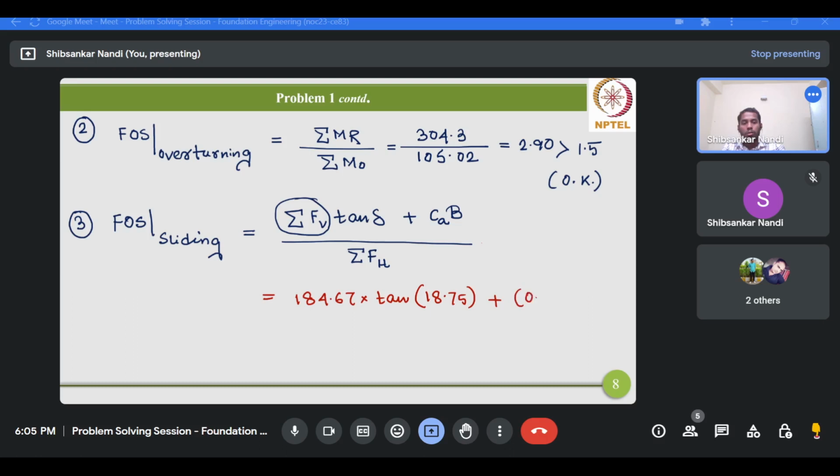So 0.9 multiplied by 15. And what is the B value? So B value is your 3. Okay. One point to be noted here, that we are basically taking the full width here. Okay, considering full width.